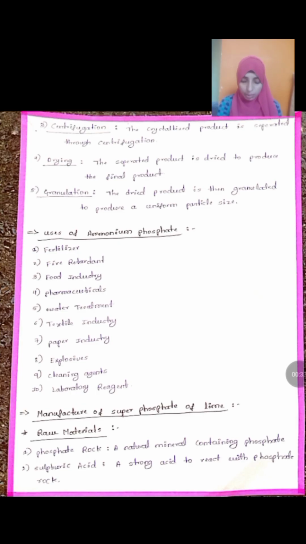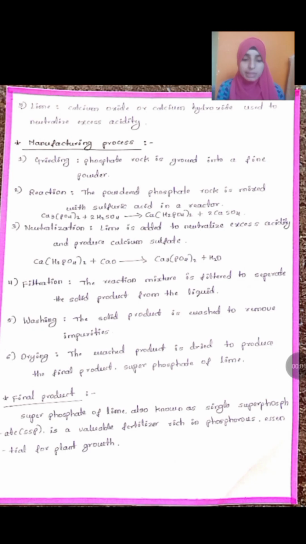Next we are discussing the manufacture of superphosphate of lime. Raw materials: phosphate rock and sulfuric acid. Phosphate rock is a natural mineral containing phosphate. Sulfuric acid is a strong acid to react with the phosphate rock. Calcium oxide or calcium hydroxide is used to neutralize excess acidity.